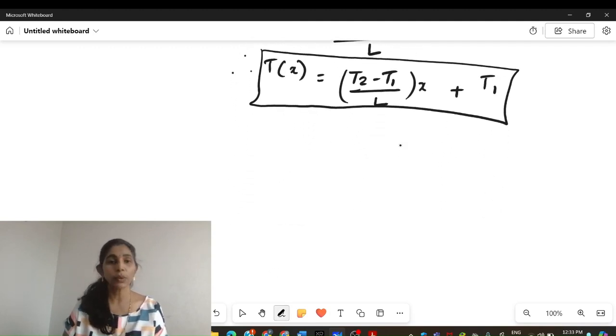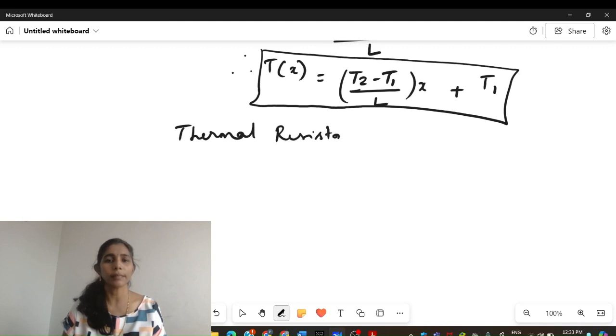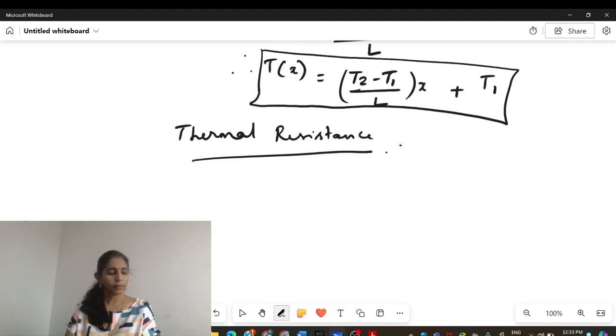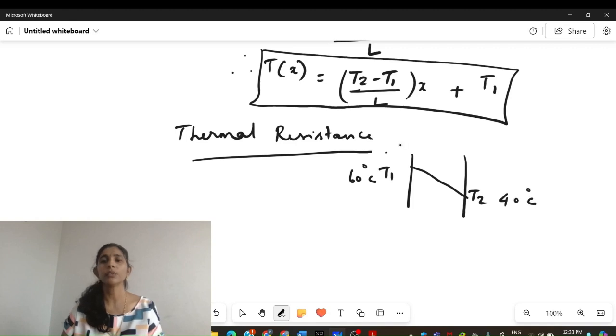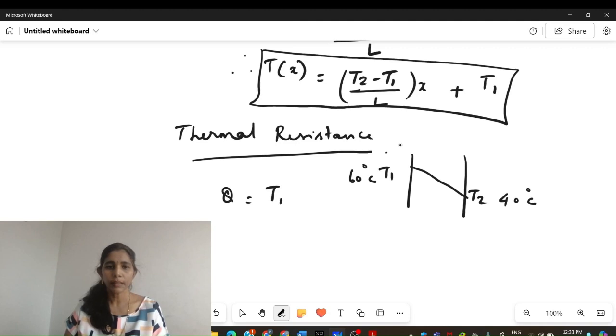Now we are going to see two other terms, thermal resistance and thermal resistance network. Once you understand what thermal resistance is, then the network is very easy. Thermal resistance. I'm taking the same wall that we have seen. This is T1 and here it is T2, from high temperature to low temperature. Imagine here it is 60 degrees Celsius, just for example, and this is 40 degrees Celsius. Because of the existing temperature gradient, there will be a heat flow from T1 to T2. So I can write this as Q equals T1 minus T2 divided by R. This R is called thermal resistance.